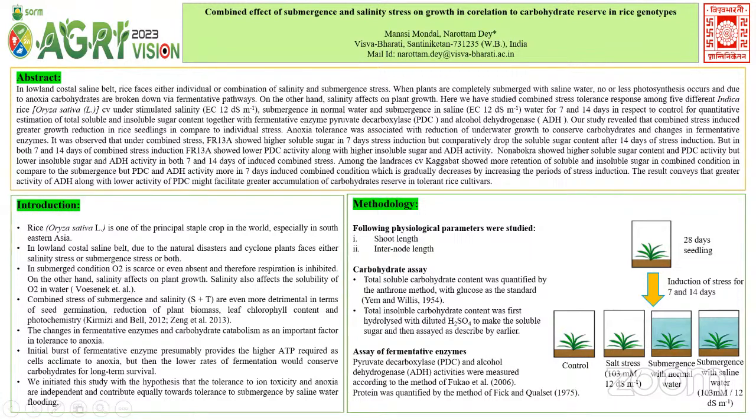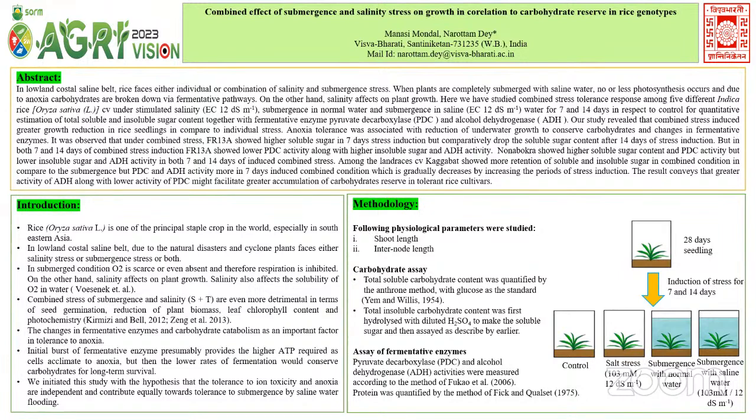I used 28-day-old seedlings of all varieties, and after that, plants were subjected to soil stress, with an electrical conductivity of 12 decisiemens per meter, or a molar concentration of 103 millimolar. Another set of pots was submerged with normal water, and another set of pots was submerged with saline water having an electrical conductivity of 12 decisiemens per meter, or 103 millimolar concentration. I gave the stress for 7 and 14 days in all these conditions, with respect to control.